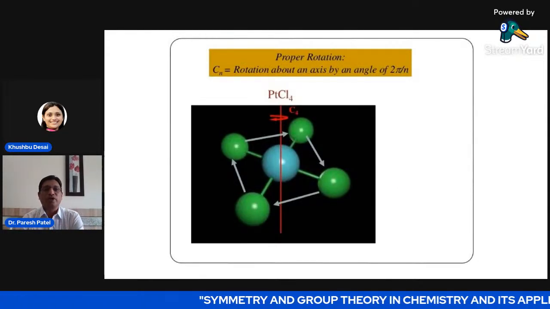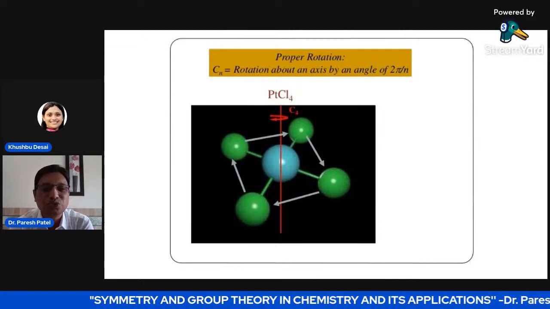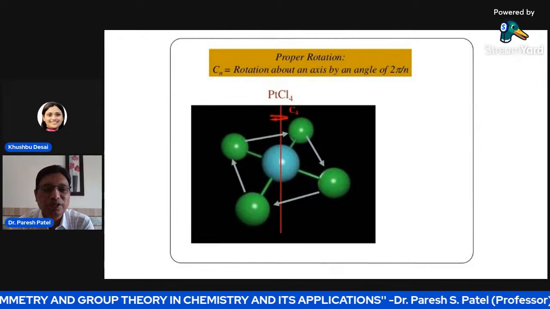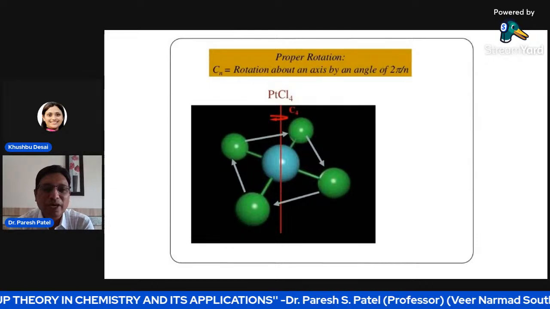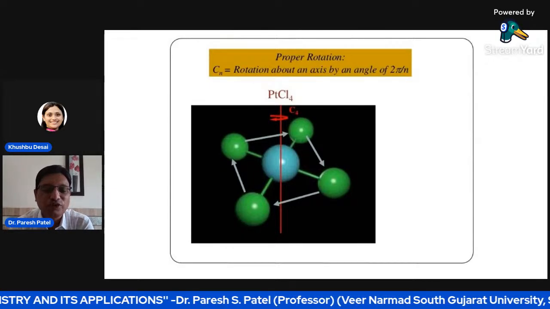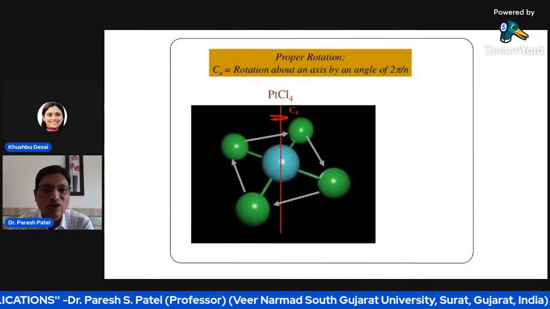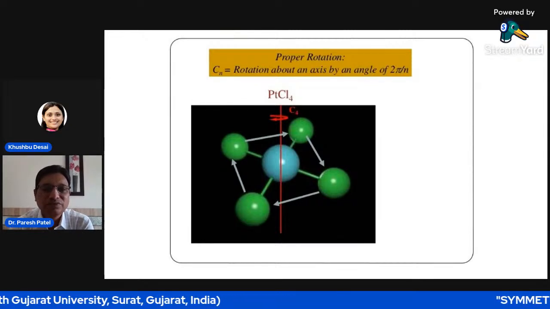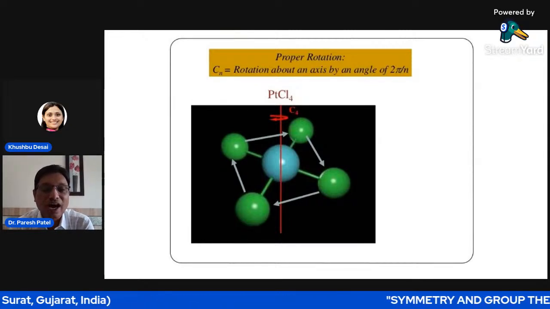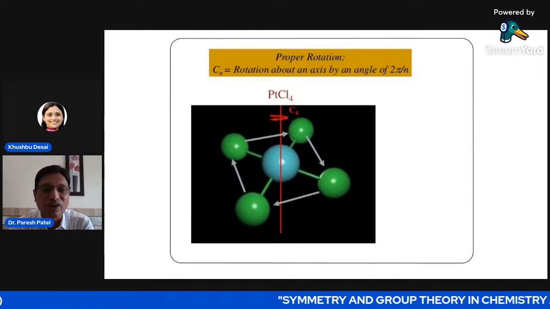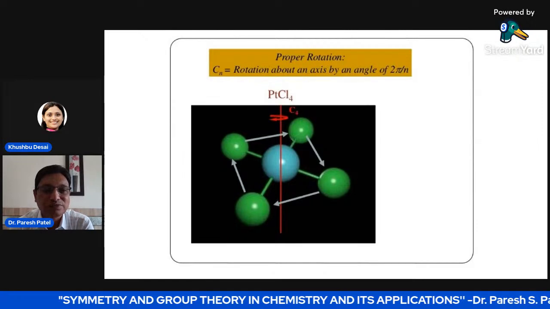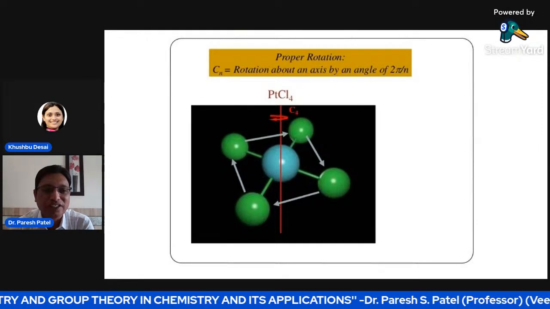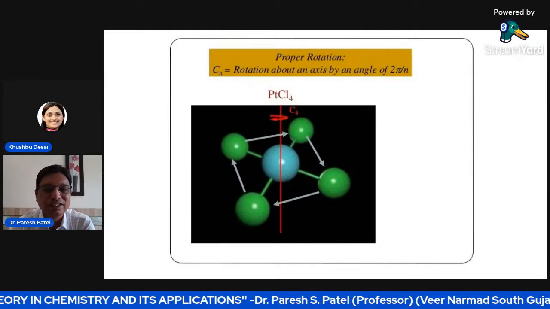This is the proper rotation in the case of the [PtCl4]2- complex. In the case of the [PtCl4]2- complex, the main principal axis is C4. Why C4? If you rotate this molecule along this axis around 90° to get the equivalent orientation position. Four C2s are perpendicular to the main principal axis. Why C2? If you rotate this molecule along that axis around 180° to get the equivalent orientation position. Next one, please.